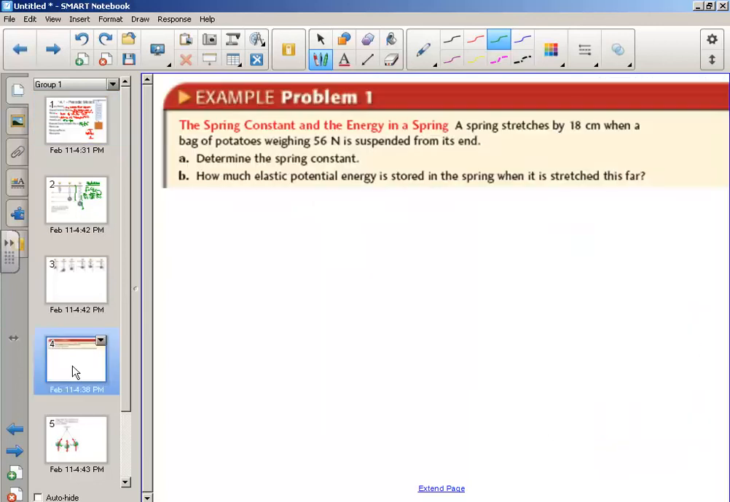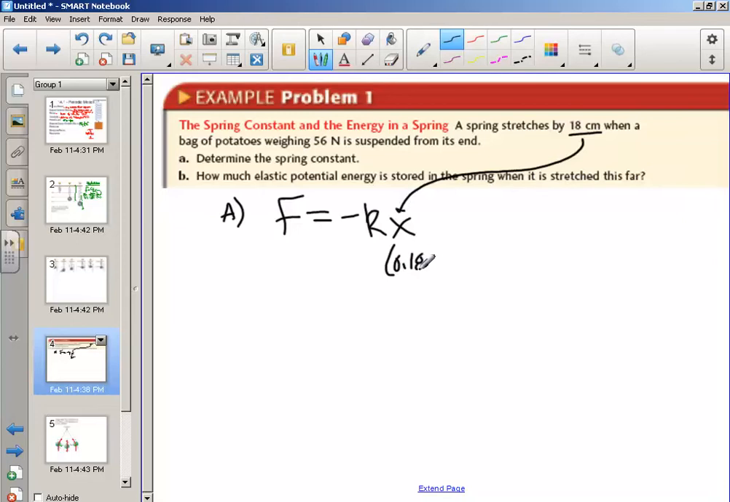And here's an example in your book. It's example problem number 1. It says, determine the spring constant. How much is the elastic potential energy? So part A, determining the spring constant. 18 centimeters is how far we're stretching it, so 0.18 meters. We're looking for the spring constant k. And the force is 56 newtons. So the spring constant k, now it doesn't matter if it's positive or negative. The negative is just there to tell you the direction. But the spring constant is 310 newtons per meter. So you take 56 divided by 0.18, newtons per meter.